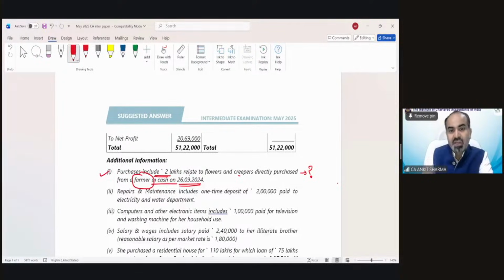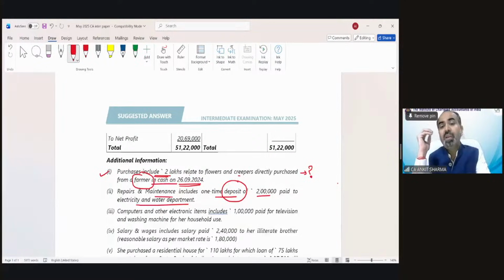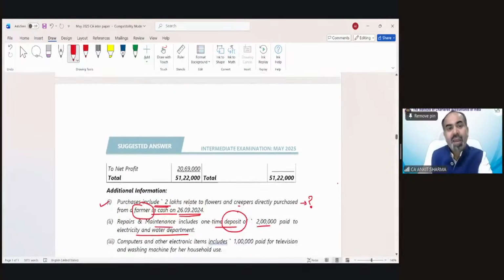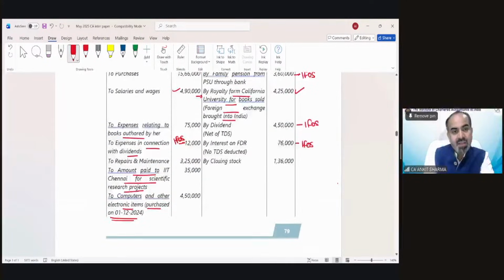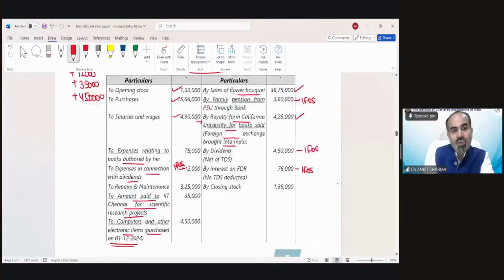Repair and maintenance includes a one-time deposit of 2 lakh paid to electricity and water. This is a deposit. Deposit means something we cannot call an expenditure, as it is going to be refunded in future. If there is a security deposit, any kind of deposit or advance, that does not mean that it is an expenditure. So we have claimed it as an expenditure; we have to add it back. So this repair and maintenance deposit value, 2 lakh rupees, needs to be added back.